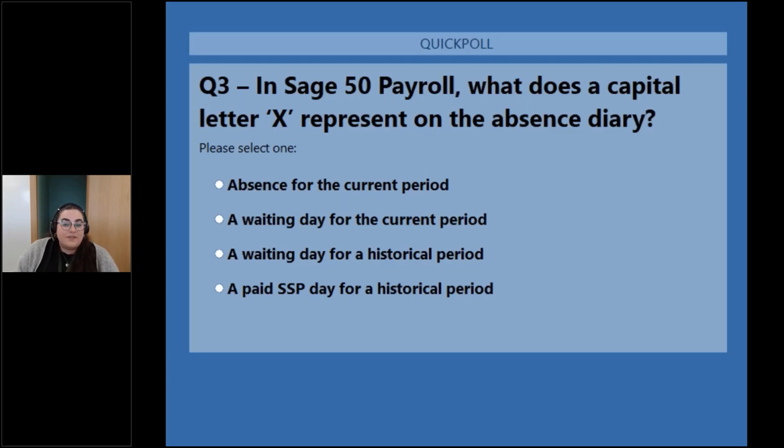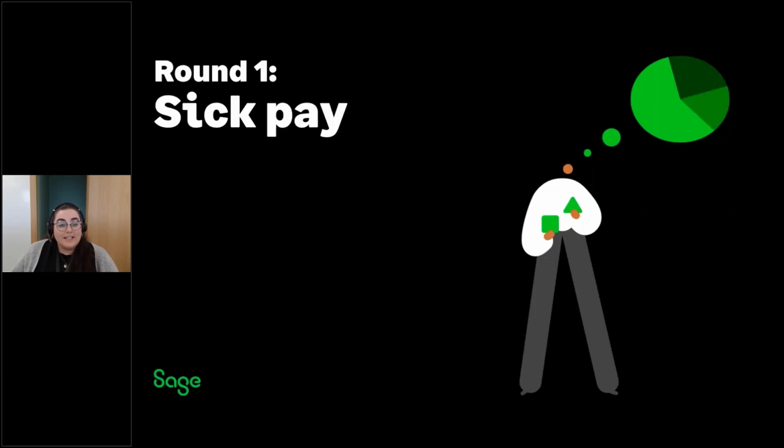So in Sage 50 payroll, what does a capital letter X represent on the absence diary? Is it absence for the current period, a waiting day for the current period, a waiting day for a historical period, or a paid SSP day for a historical period? Great. And last question for sick pay, question number 4.